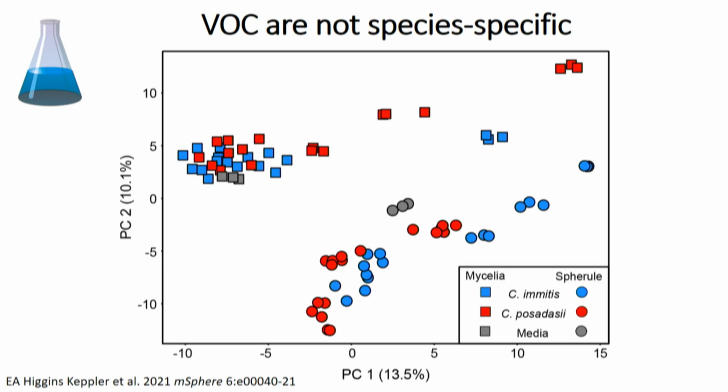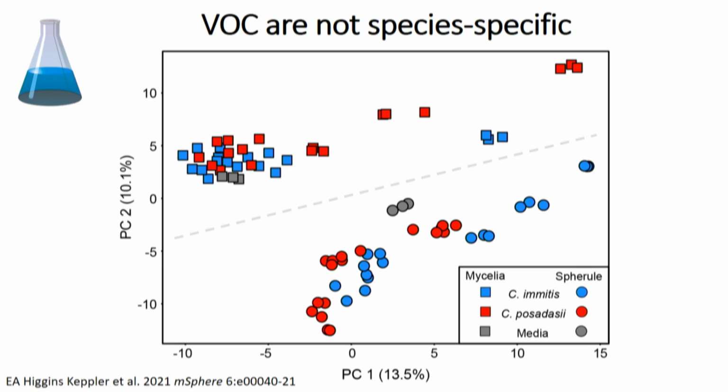So in this principal components analysis, each square represents a culture that was analyzed, and the squares that are in red are posadasii, the squares that are in blue are immitis, and when you have squares, those are mycelial cultures, and the circles are spherule cultures. And we can see that we have a good intermingling of red and blue, so there's not a species-specific profile, but there is a very definitive difference between the metabolism of mycelia and spherules, and that's not surprising. These are really different life cycles.